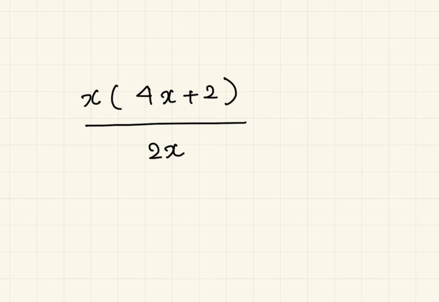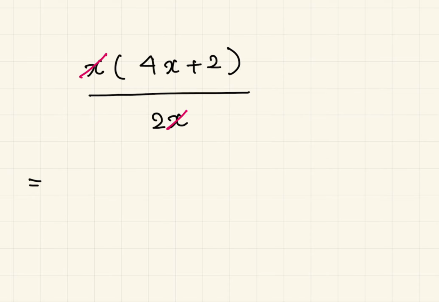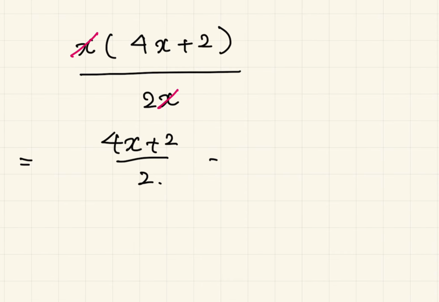Another way of simplifying an algebraic fraction is to cancel common factors. For example, this factor may be a single term, as both the top and the bottom contain x in it. So you can cancel them out and you'll get 4x plus 2 over 2, and you can divide all those values by 2 and you'll get 2x plus 1.